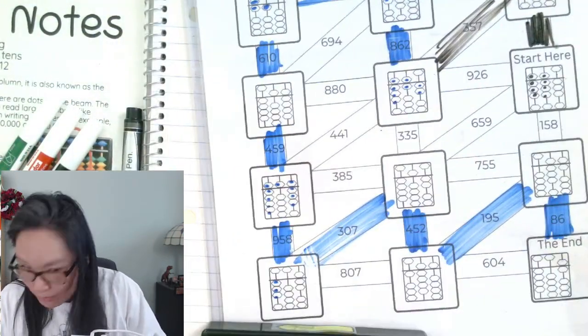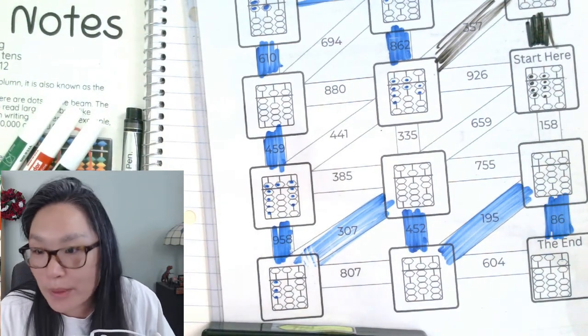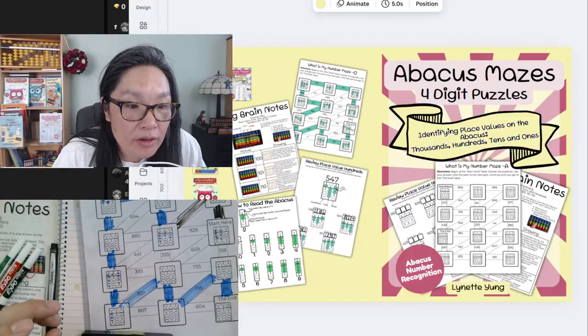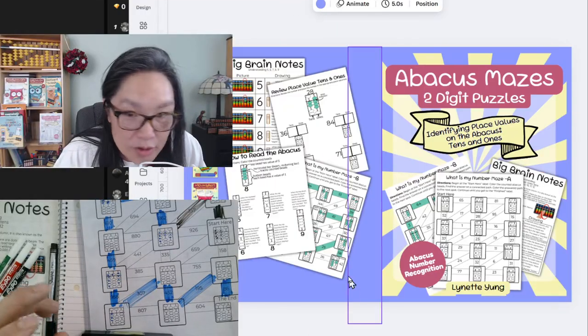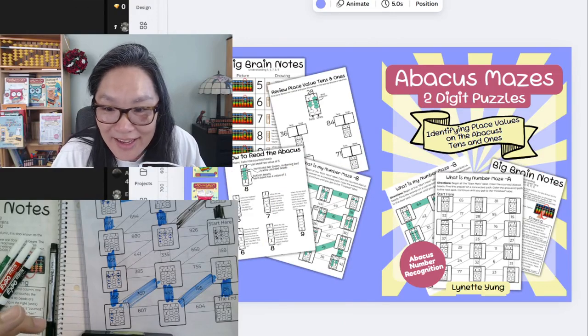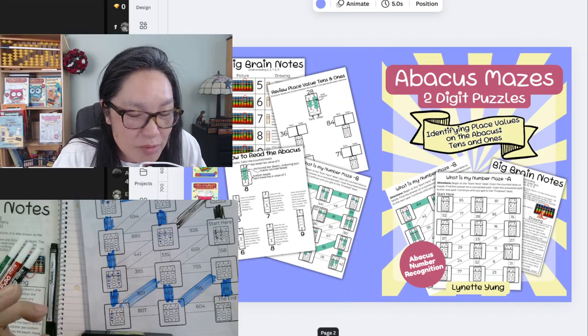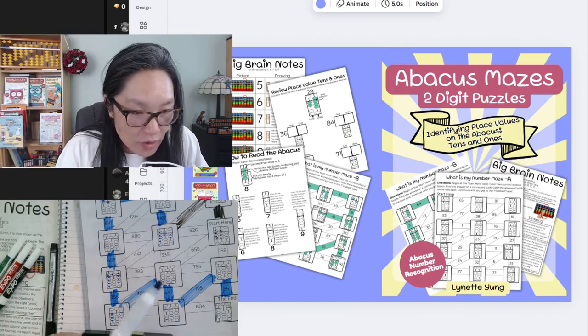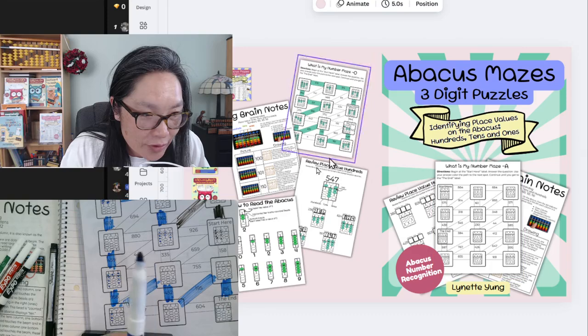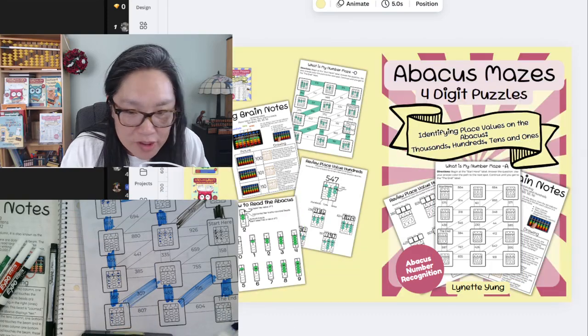Okay, so that is my maze. That's going to be part of my book. I can show you my book, actually. So this is the cover for the book. I'm going to do a little series. My book is going to be published on Amazon, and I think I'm going to try TikTok Shop, too. This is the 2-digit one. I just did the 3-digit, so I have the 3-digit book, and then I have the 4-digit coming up.